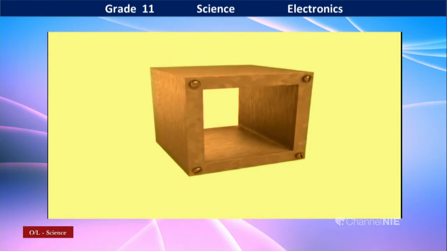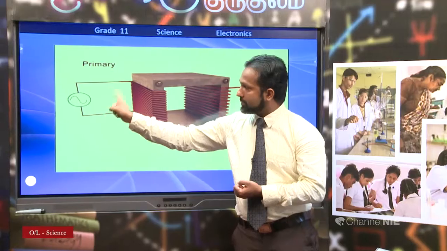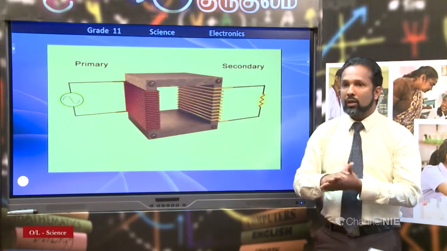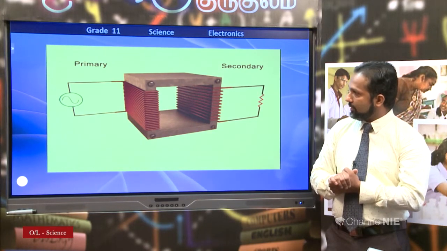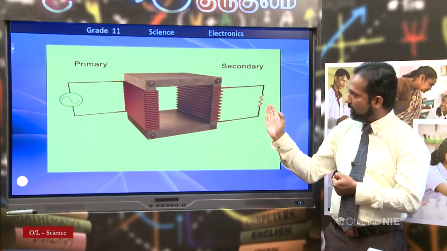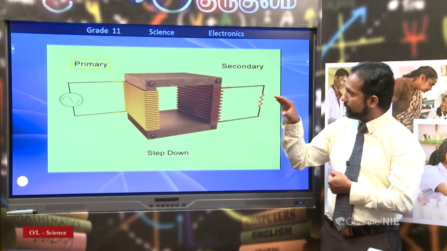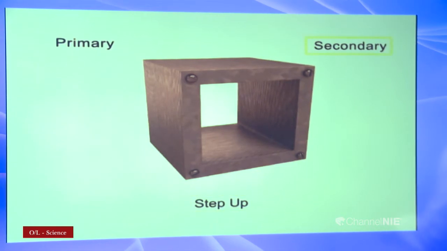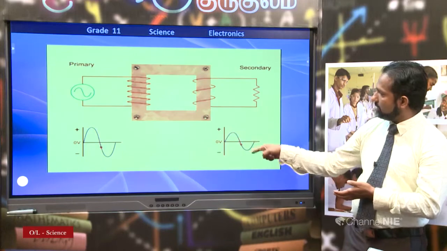You can watch a video here. Structure of step-up transformer and step-down transformer. This is the soft iron core, primary coil. As you know, this symbol represents the alternating current. As I told you earlier, a transformer functions only due to an alternating current. This is the secondary coil, right? You can see a difference in the primary coil and secondary coil. Number of turns in the primary coil is higher than the number of turns in the secondary coil. So this becomes a step-down transformer. So when talking about a step-up transformer, number of turns in the secondary coil is higher than number of turns in primary coil.